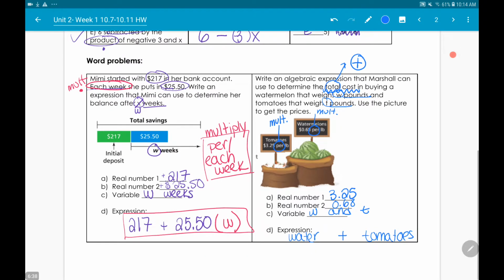All right, so how are we going to write that? So I have my watermelon is 0.68 W, because we don't know how many we bought, plus 3.25 T.